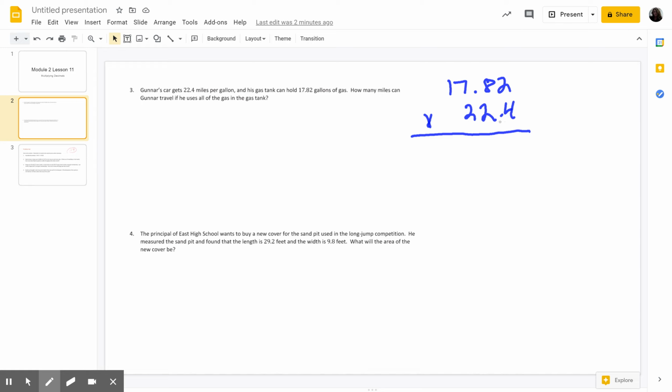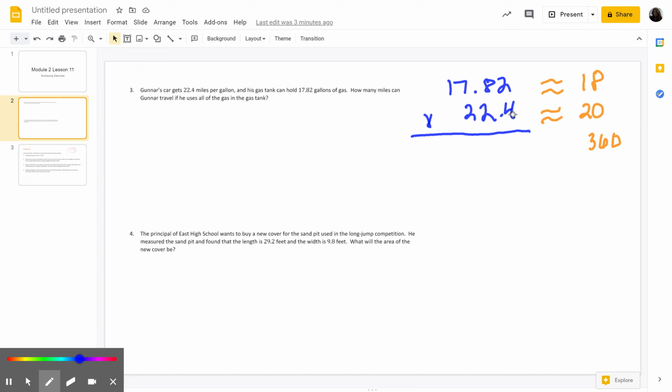So remember, we like to estimate. So I'm going to show that this is approximately 18, and this is approximately 20. So my estimate is going to be, let me see, 20 times 10 would be 200, and 20 times 8 would be 160. So my estimate is going to be about 360 miles. Okay, so now let's do our multiplication.